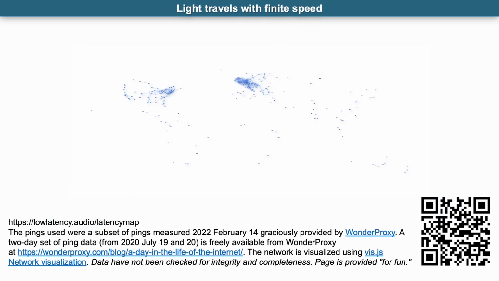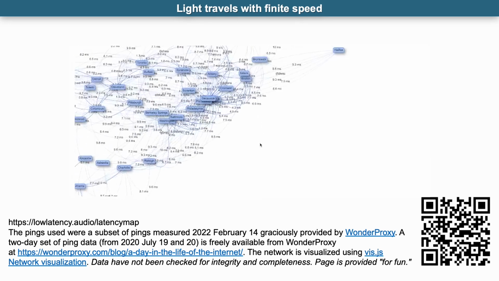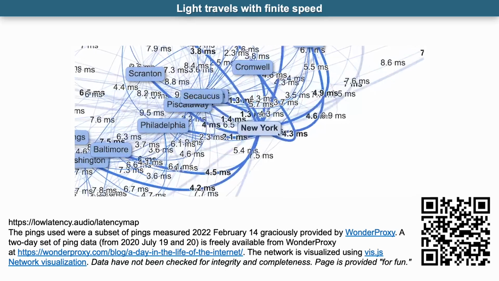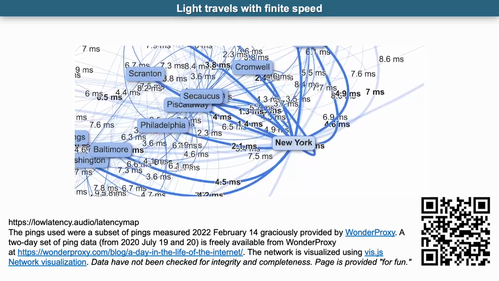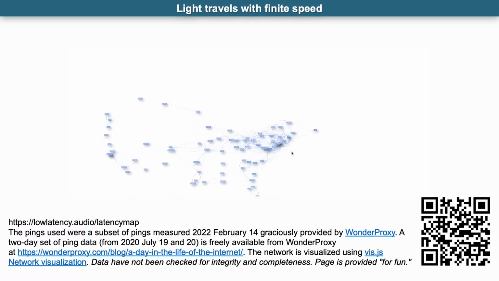Pairs of cities that are connected by one-way transit durations of up to about 10 milliseconds can be identified by exploring an interactive map at lowlatency.audio/latencymap that visualizes data from WonderProxy.